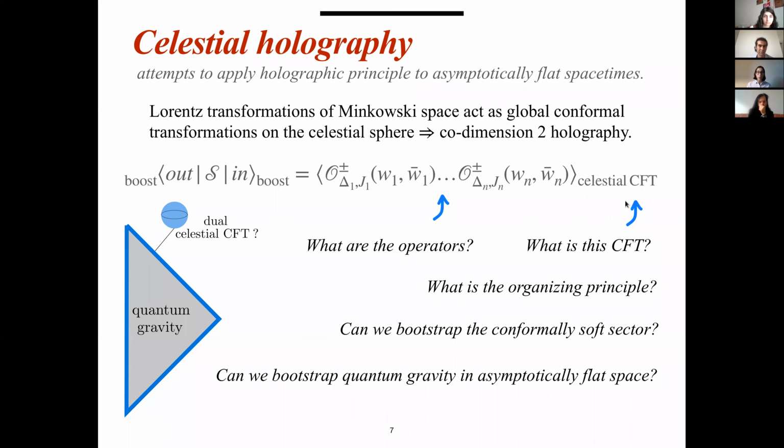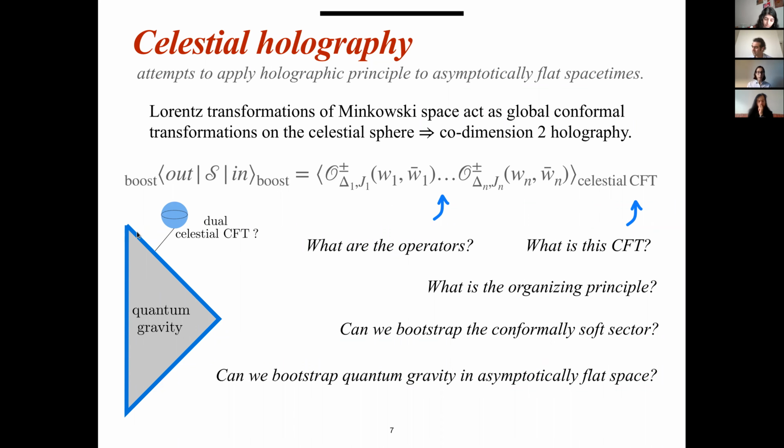And so the questions that we have to ask here when looking at this map is, what are the operators? What is a good basis of states? What is this CFT even? Is it local? Is it unitary? Is it some more kind of exotic conformal field theory? Is there an organizing principle? Can we bootstrap some sectors of this theory? And then ultimately, of course, can we use it to say something new about quantum gravity in the bulk?